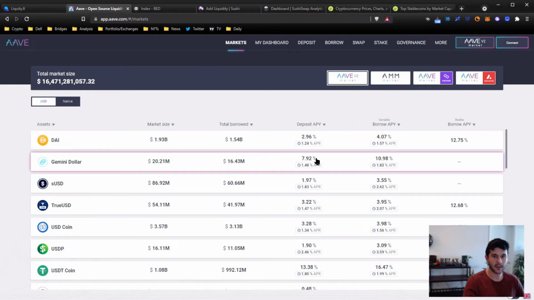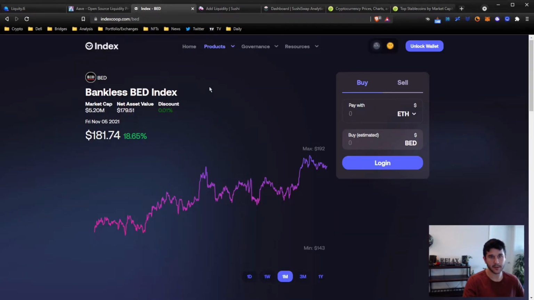So that's kind of the gist of Aave. Like I said, one of the top DeFi apps in the world, very safe, very secure, great option to kind of stash some cash or borrow against some assets if you wanted to deposit that in here.